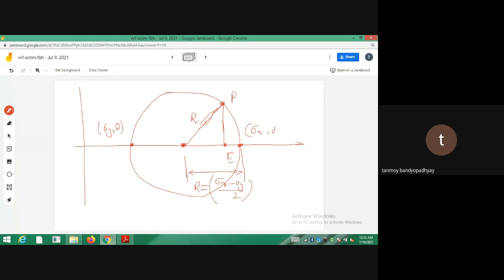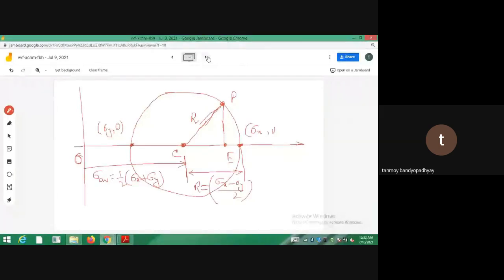Correct? So now let's calculate the value of OE. If this is C, what is this distance? This distance should be sigma average. Just calculate, that is equal to sigma x plus sigma y by 2. If this is sigma y and this is sigma x, this should be half of sigma x plus sigma y. This is the central point of this one.